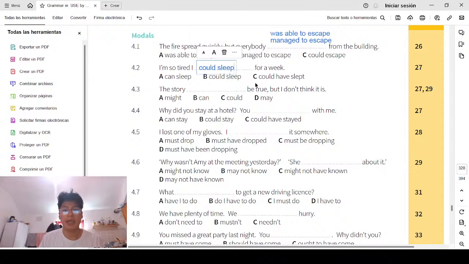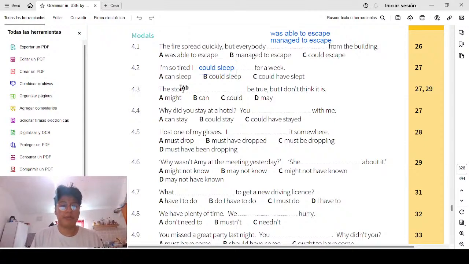In this example, we use could because it's more like an expression. It's a hypothetical situation. It's like, I'm so tired, I could sleep for a week, right? It's not something you can actually do. It's something imaginary, hypothetical. Could sleep for a week doesn't mean you slept in the past. We're not talking about the past. We're talking about an expression.